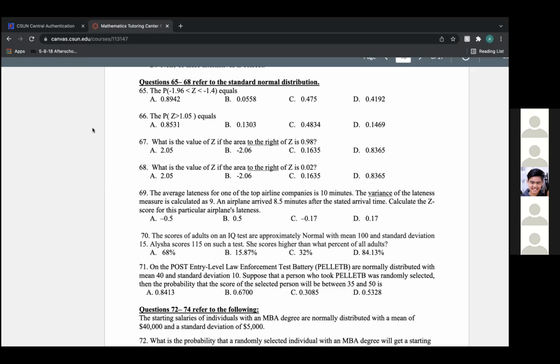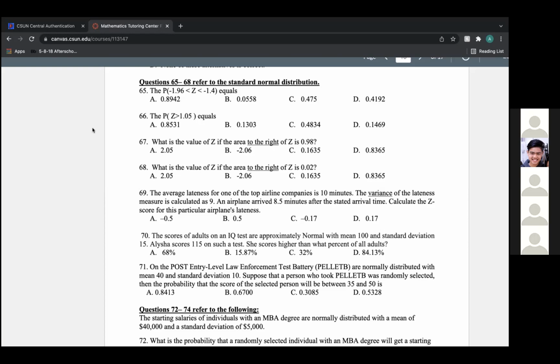I got B. I did the normal CDF. I took less than negative 1.96 and then less than negative 1.4 and I subtracted. Do you have a way on your calculator of doing between two numbers? Yeah, I did the normal CDF. I started with negative 999, and then I plugged in negative 1.96, and then negative 1.4. Well, you were right. I put in my calculator wrong. So you got B, 0.0558? Yeah, me too. I put in 1.4 and not negative 1.4. It's the normal CDF, right? Yeah, normal CDF.